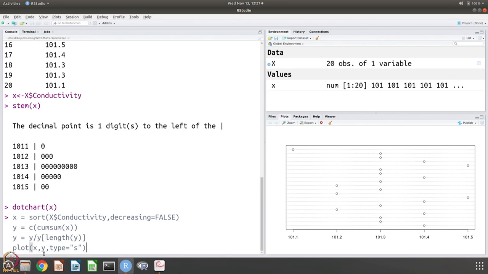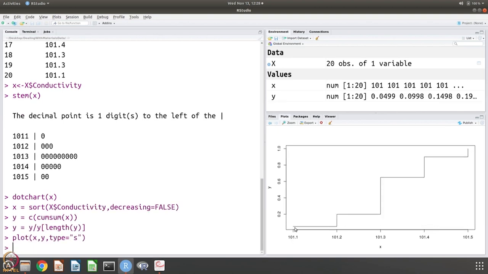And then we are going to plot the x value and the sorted conductivity value with the normalized cumulative sum. And the type is basically a step-like plot, and that is what type equal to S means. So let's do this and look at it. So as you can see, these steps are there because we said type equal to S. And these are the conductivity values, and the cumulative sum of the conductivity values is here.